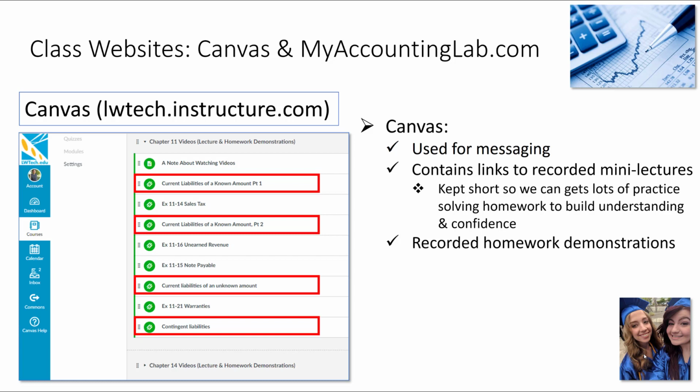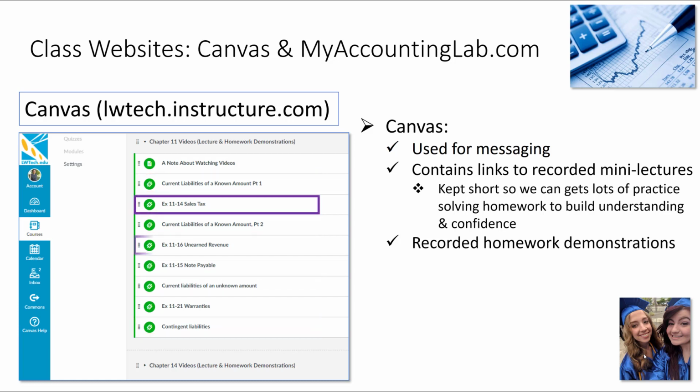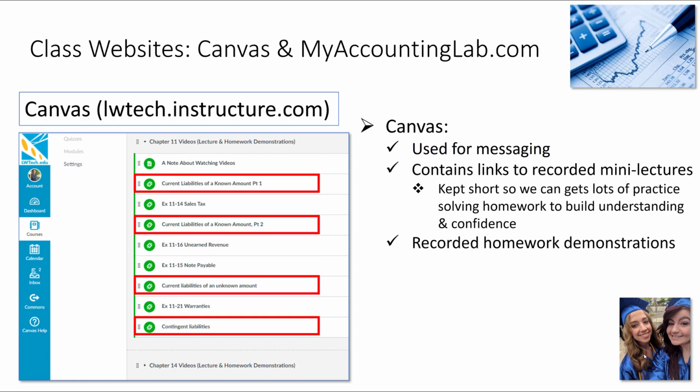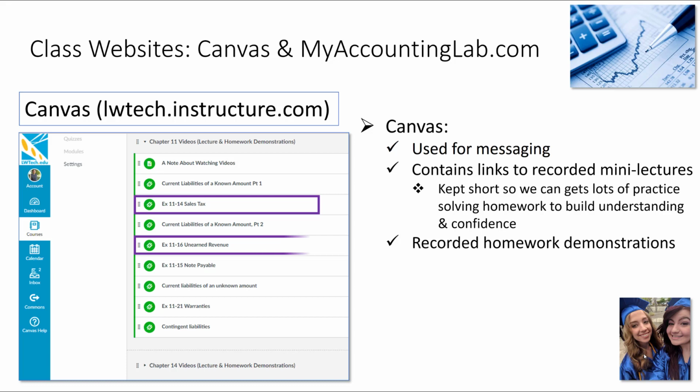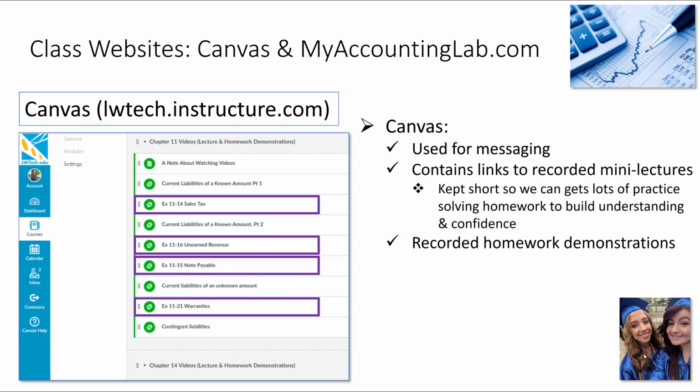For Chapter 11, here are the recorded homework demos. For example, the first homework demonstration is exercise 11-14 and is about recording sales tax. Now, if we click on the small triangle by the Chapter 11 module, we can close the module, so then we can go back to seeing more modules in Canvas.